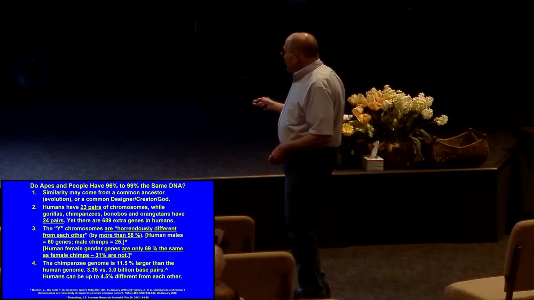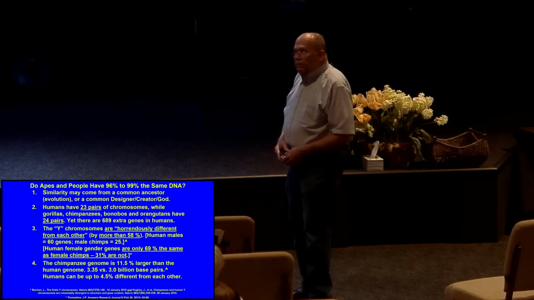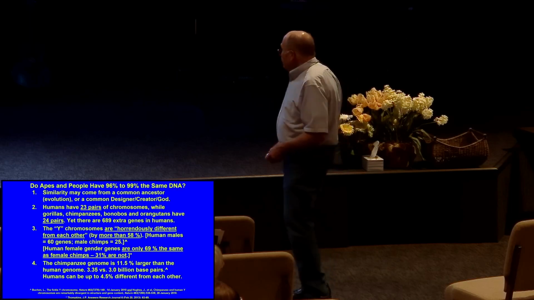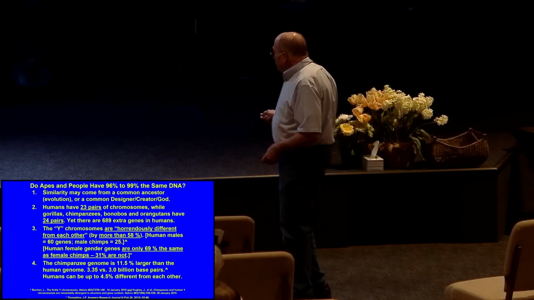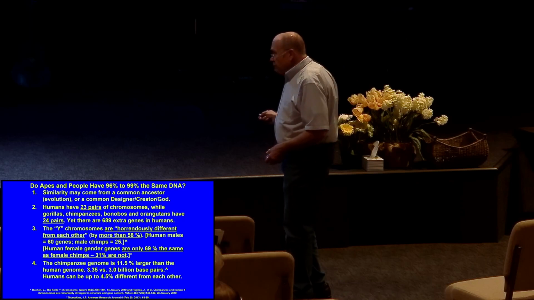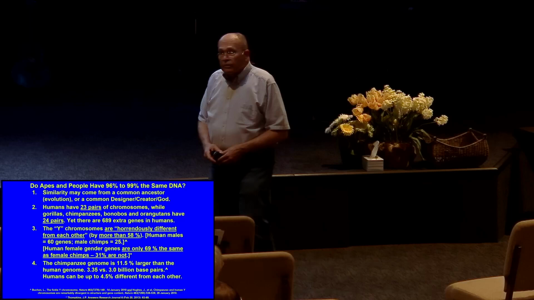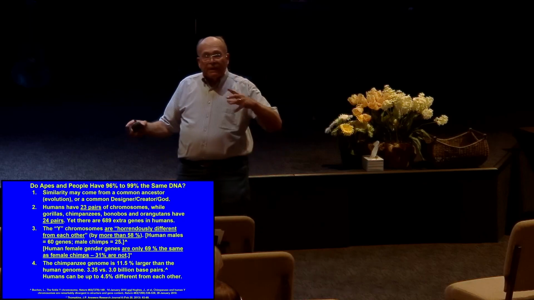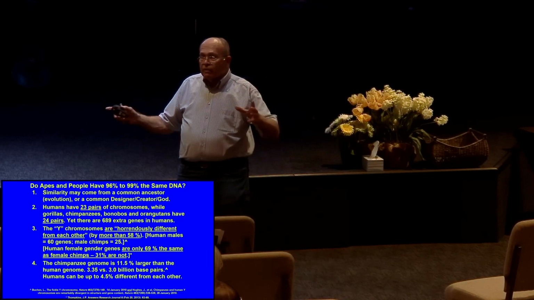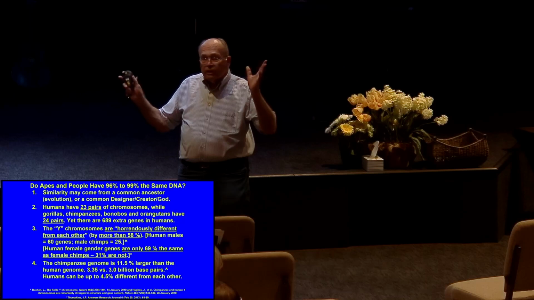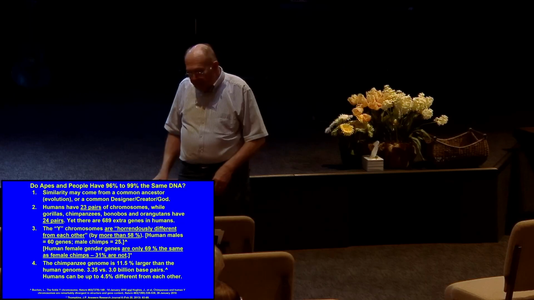Then, point 4, the chimpanzee genome is 11.5% larger than the human genome. They have 3.35 billion base pairs. We only have 3 billion. But again, I remind you, humans can vary up to 4.5%, and you're still human. So we don't all have the same amount of it, and you can vary by up to 4.5%, and you're still totally normal human, no problem whatsoever, right?